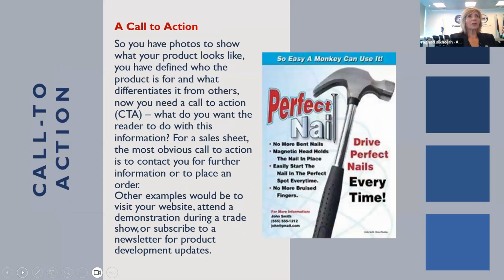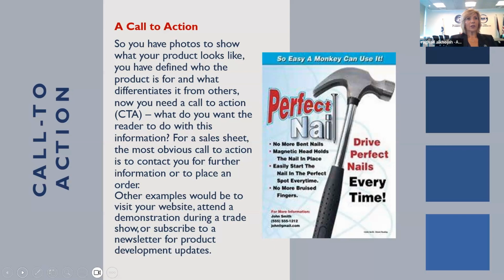Okay. Call to action, or what the folks in the US refer to as CTA. So you have photos to show what your product looks like. Here we have the hammer. You've defined who that product is for and what differentiates it from others. Now you need a call to action. What do you want the reader to do with this information? So this is another example for a sales sheet.